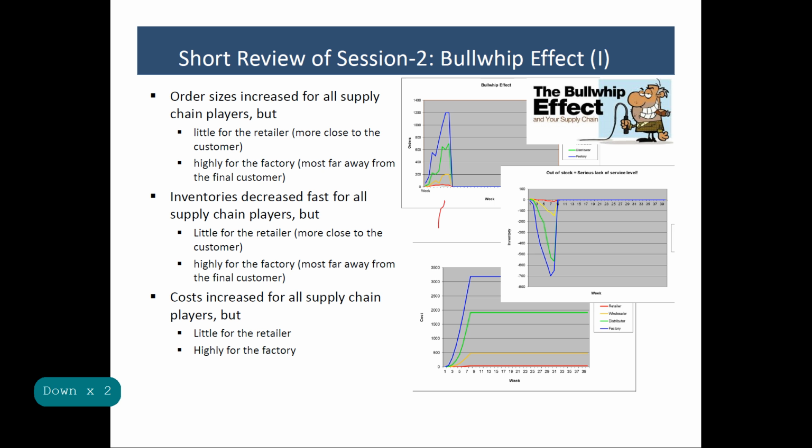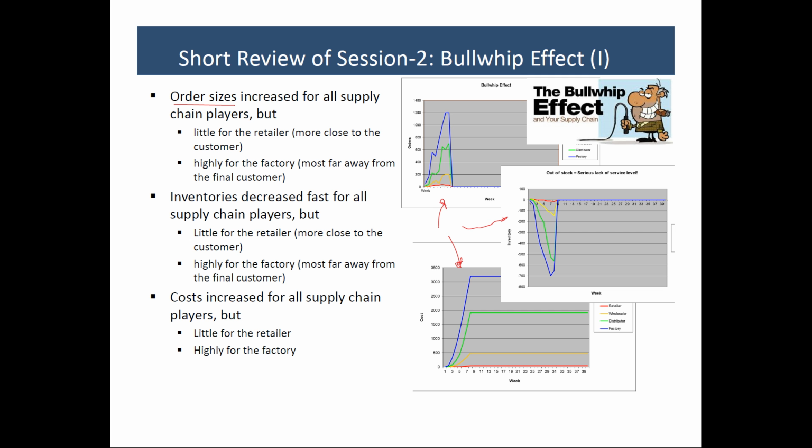These are the charts that you should get when you look at the provided Excel sheet regarding the online game that we played, the Mountain Dew game. Remember that the order sizes that you agreed on in groups while playing the game increase for all supply chain partners, no matter at which position of the supply chain you are. Just the oscillation varies.